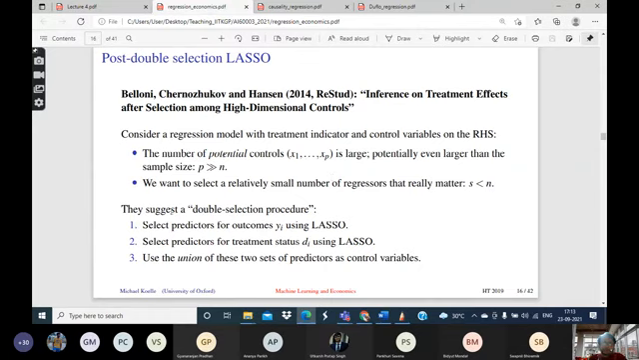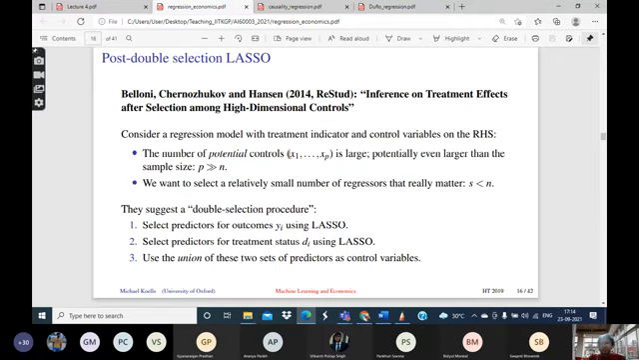In such a situation, we go for a double selection procedure, or what is sometimes known as a double lasso or a double machine learning approach. What it basically says is, first step, select the predictors for outcomes y using lasso. This is straightforward enough. This is a normal lasso. After that, select predictors for the treatment status di using lasso. So what is treatment status?